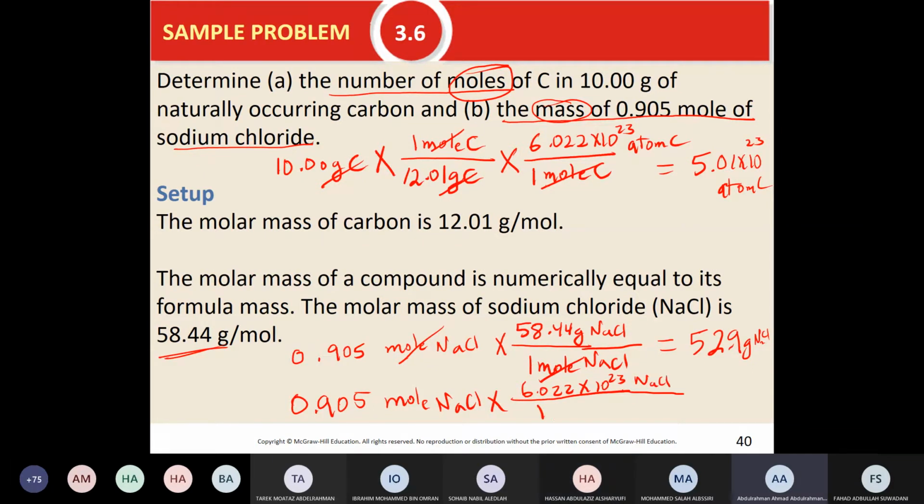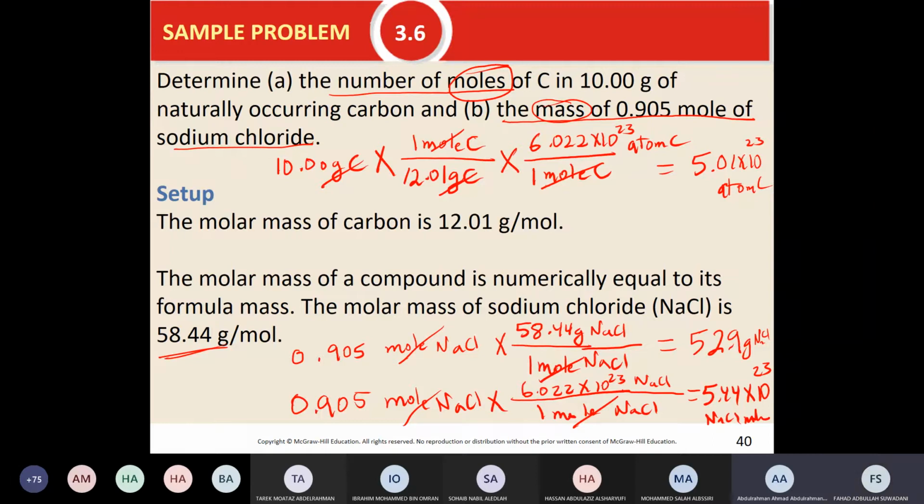Divided by 1 mole NaCl. And then you get rid of this with this, and you have the answer. Give me the answer quickly. 5.44 times 10 to the power 23 gram NaCl molecules. Is this clear?